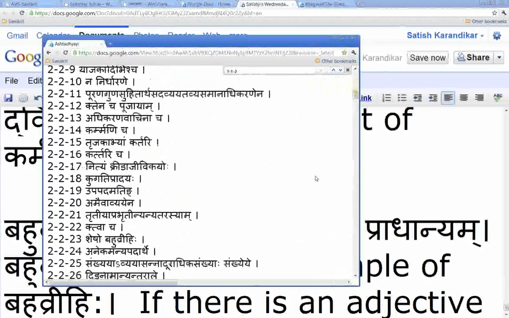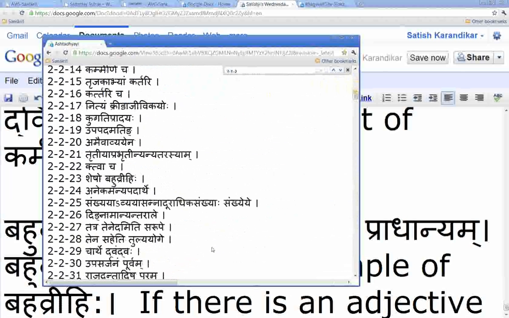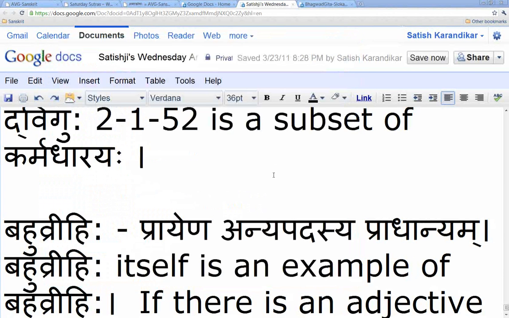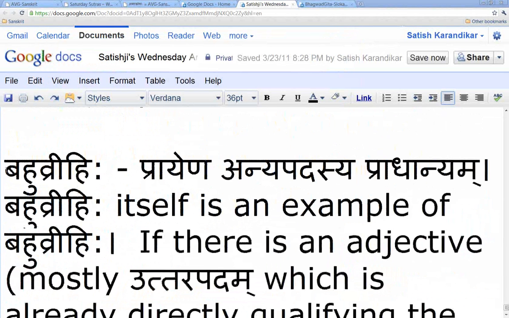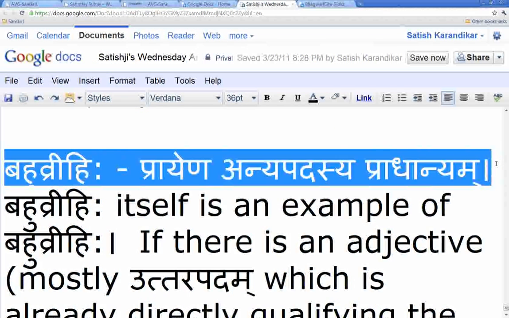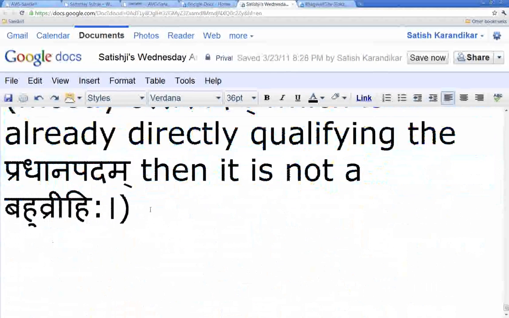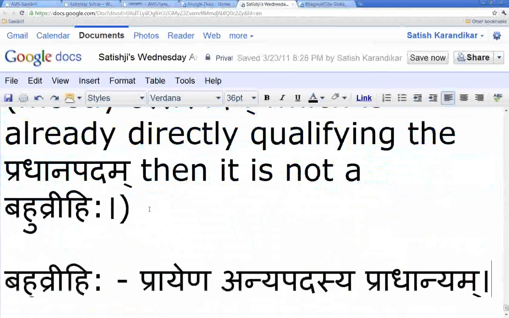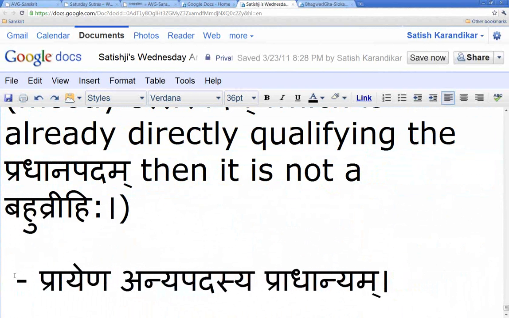Now the last one which we left out is dvandva. Dvandva has the ubhaya pada pradhana, ubhayoh padayoh pradhanyam, like Rama, Lakshmana. One thing I forgot, okay, let's finish this one, I'll come back to that. Dvandva is prayena ubhayoh padayoh pradhanyam: Rama, Lakshmana. Now I'm going to explain this prayena in a second. We'll move on to the next point after this.